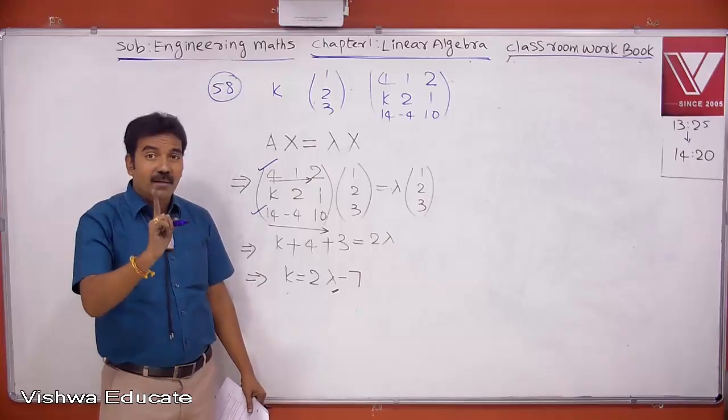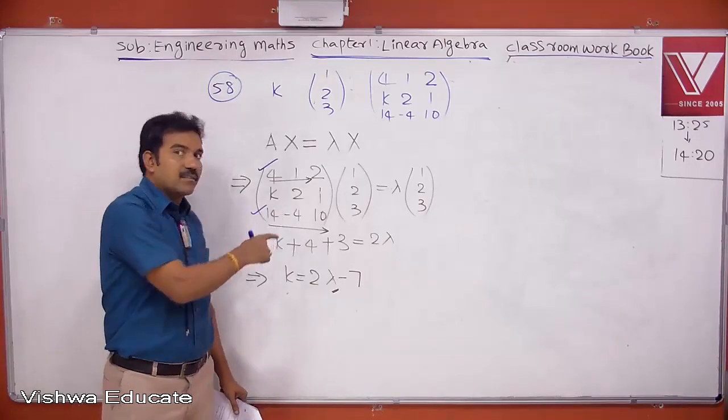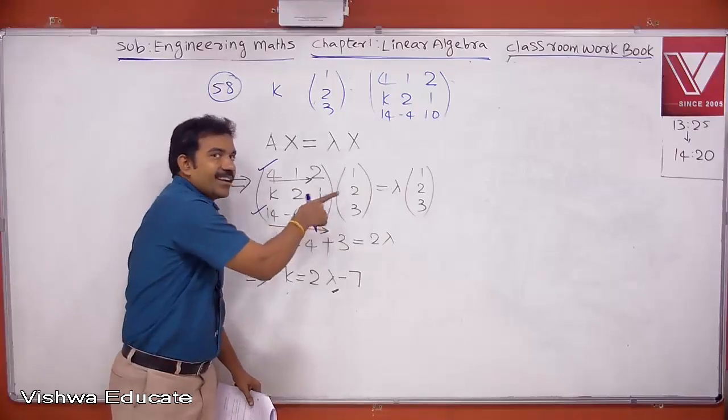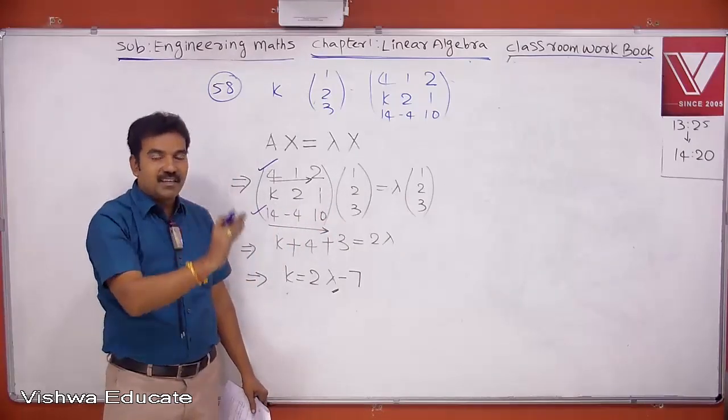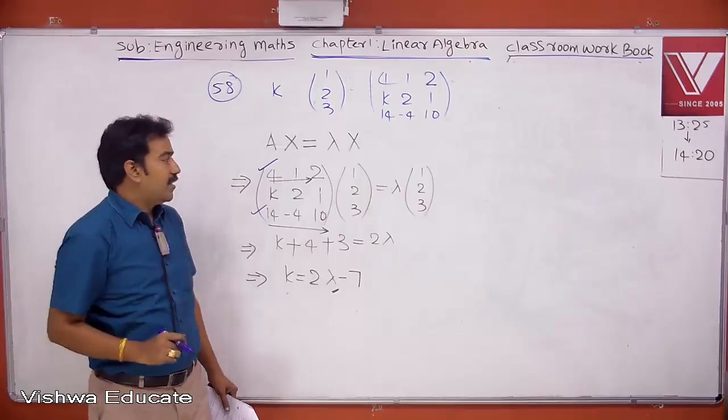If you are getting one lambda by expanding the first row, or if you are getting a different lambda by expanding the third row, in that case this is not a correct eigenvector. So if something is an eigenvector, you can expand any row, and you will get the common value for that lambda.